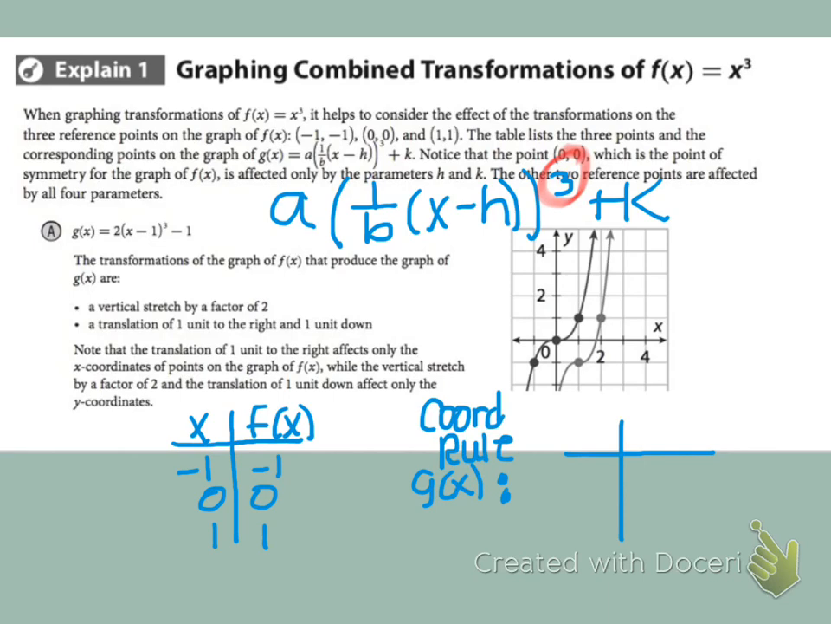But otherwise, in that graph, you can see all the changes that you're making to a graph. So remember that a, this number out in front, will cause a vertical stretch or compression. It will be a stretch if it's greater than 1 and a compression if it's between 0 and 1. If it's negative, it will be a reflection over the x-axis, right? So negative out in front, it's going to flip that down.